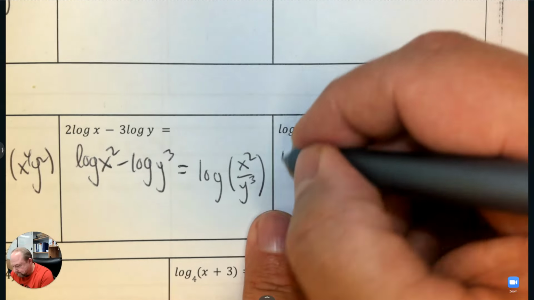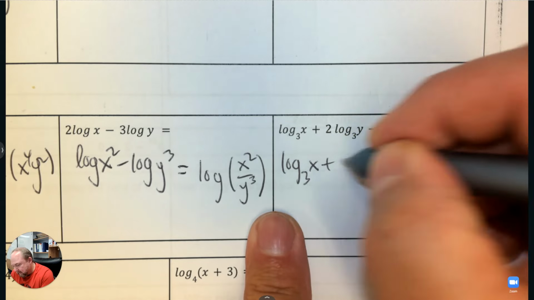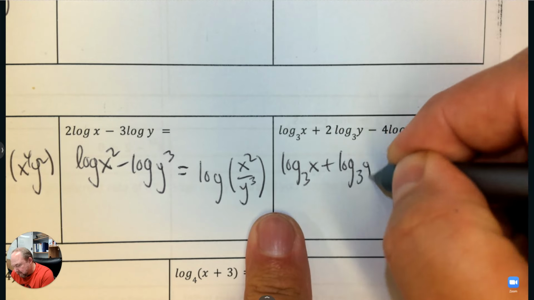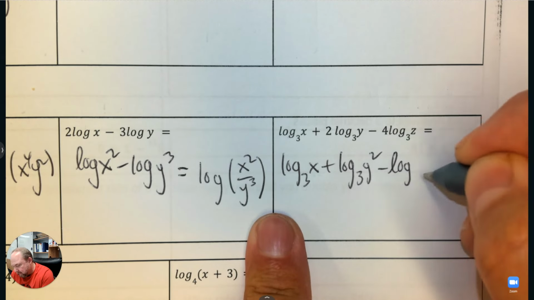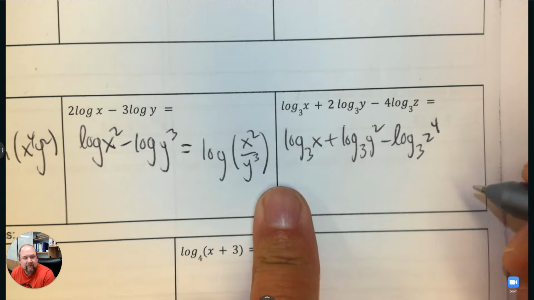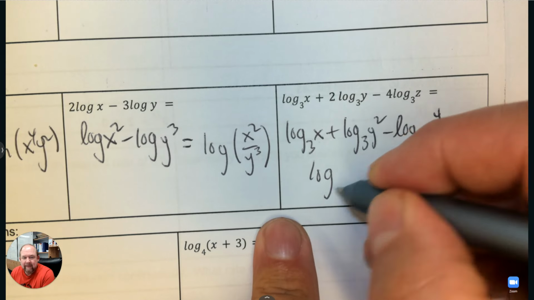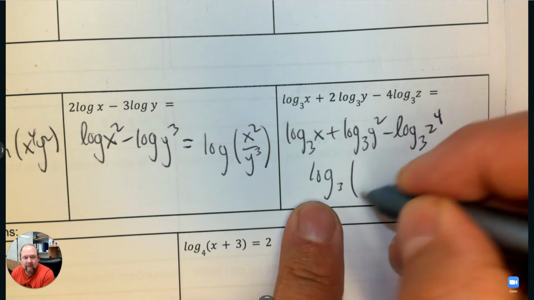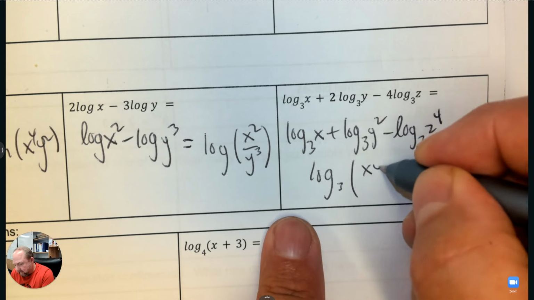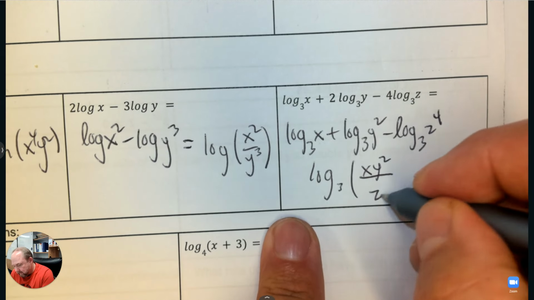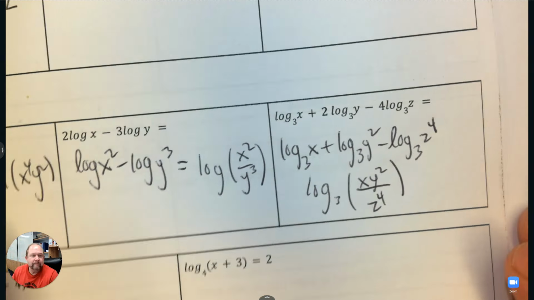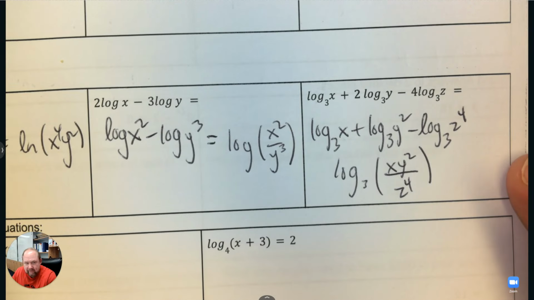Last one here. So I'm looking for that 2. I'm putting it where it belongs. It's an exponent inside. Same thing with the 4. It's an exponent inside. And then I'm going to write this x times y squared divided by z to the fourth. All right, those are your properties.